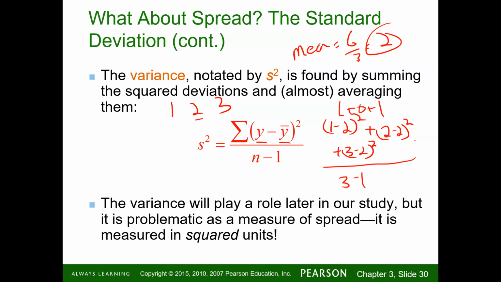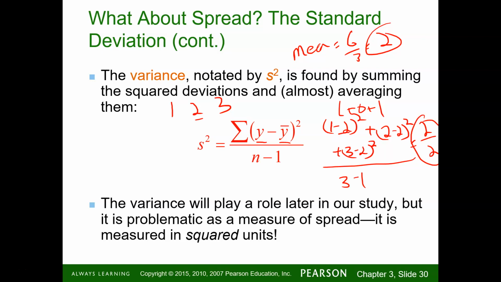So the top is equal to 2 and the bottom is equal to 2. So 2 over 2, your standard deviation is 1 on this one. The variance is 1. So the variance plays a role later. You will not need to know how to calculate it like that. We may do one example of calculation just to show you how they find it.